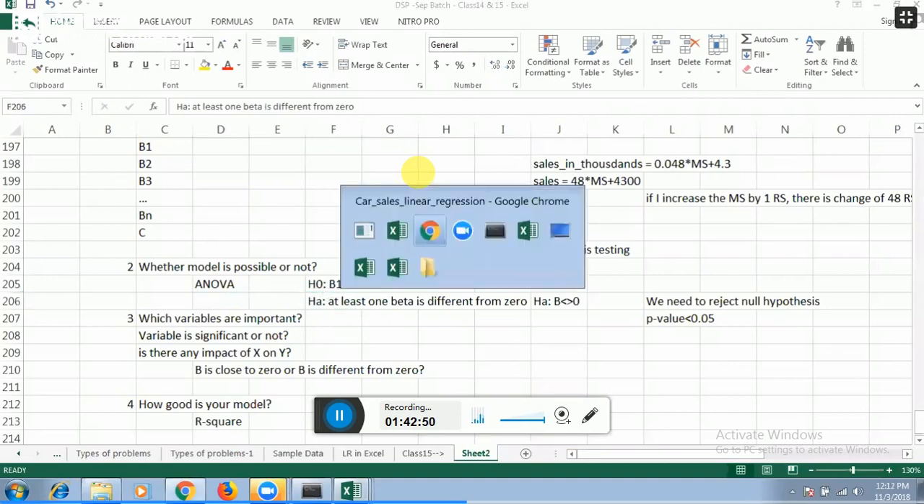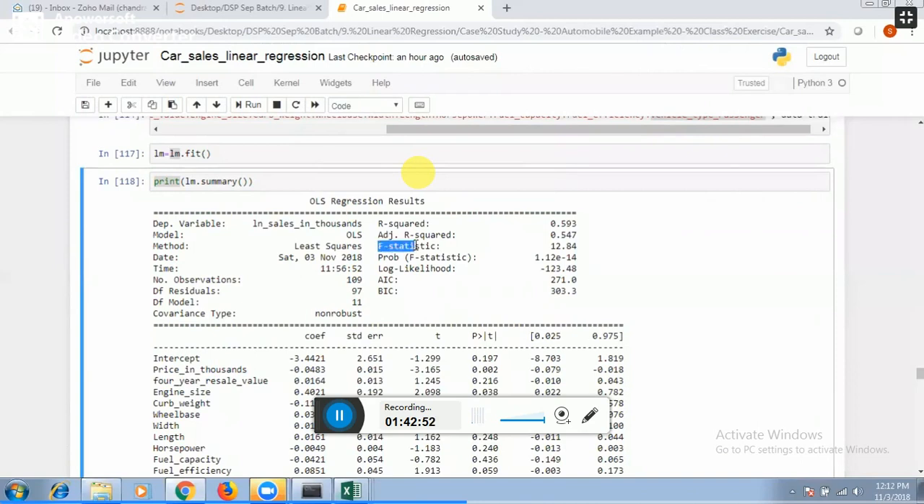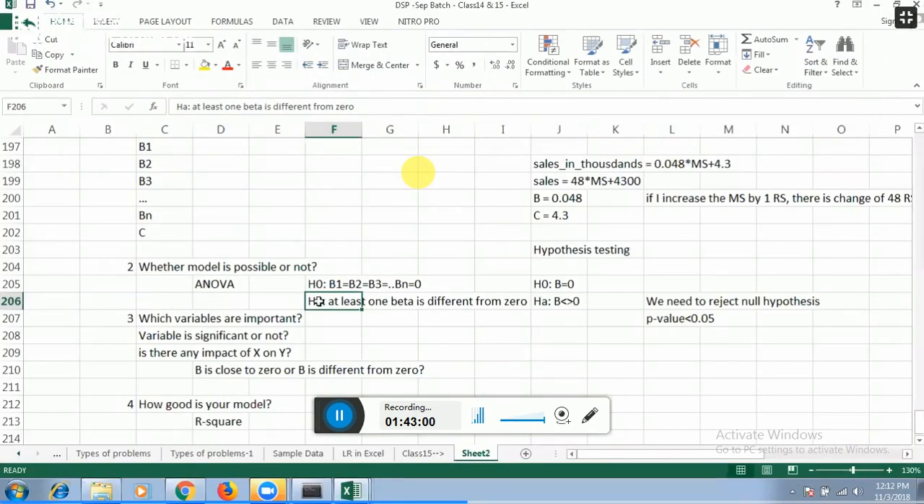So that's the place you have this F value and a corresponding P value. If the P value is low, can I reject my null hypothesis? Correct. So that is what I'm rejecting, my null hypothesis. That is nothing but what? Accepting the alternate hypothesis. Yes, the model is possible. That means the model is possible.